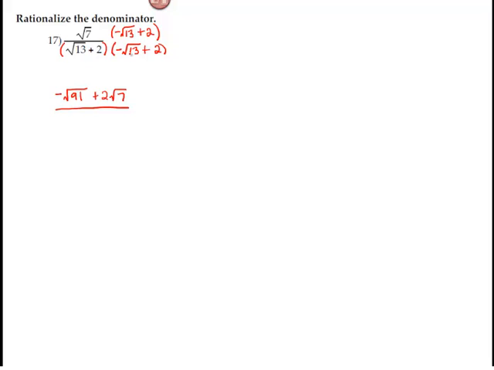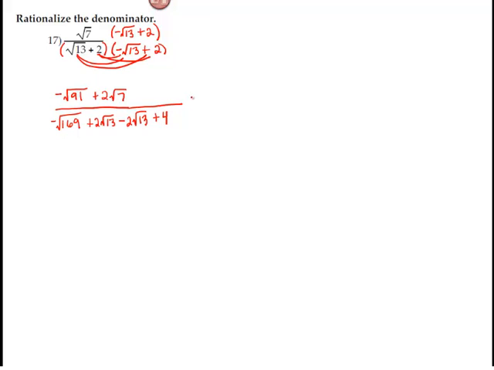On the bottom we have to FOIL, so square root of 13 times negative square root of 13 is negative square root of 169. Square root of 13 times 2 is 2 square roots of 13. 2 times negative square root of 13 is negative 2 square roots of 13. And then 2 times 2 is 4. Now we're ready to see what we can simplify.